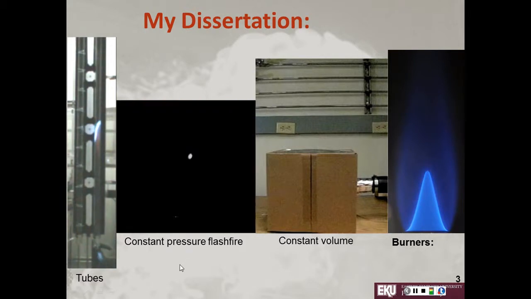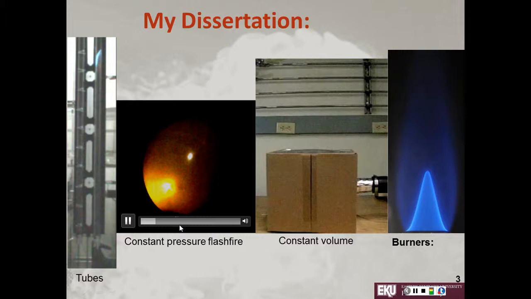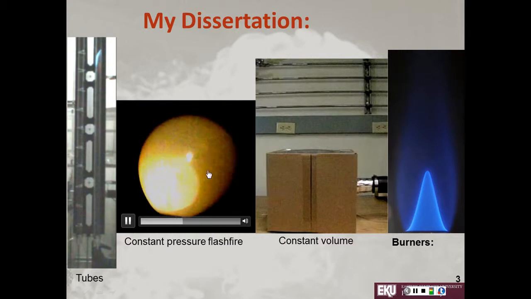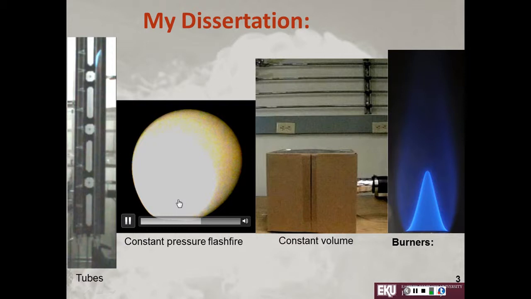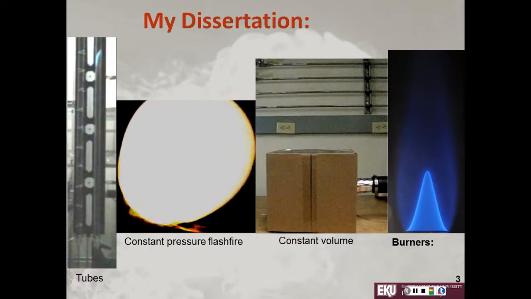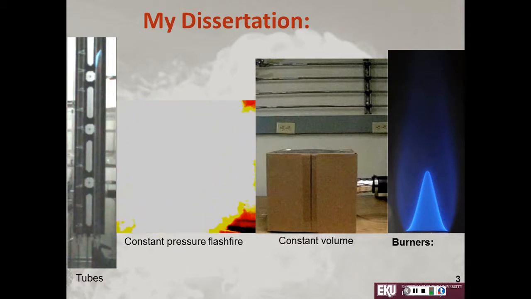You can also take a balloon, fill it with a flammable mixture, let it spark in the middle, and watch the flame front propagate out. This is a balloon filled with methane and oxygen and recorded at 5,000 frames per second using a very nice camera that they let me borrow for a day. And that's a constant pressure flash fire.